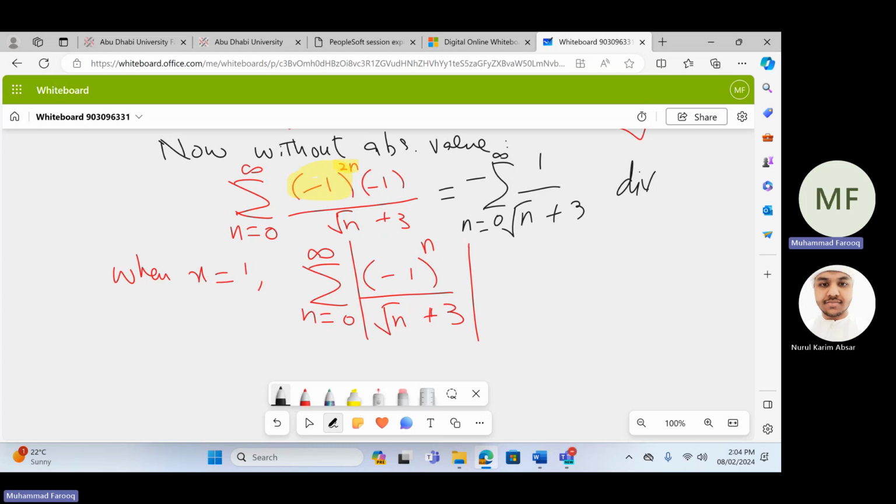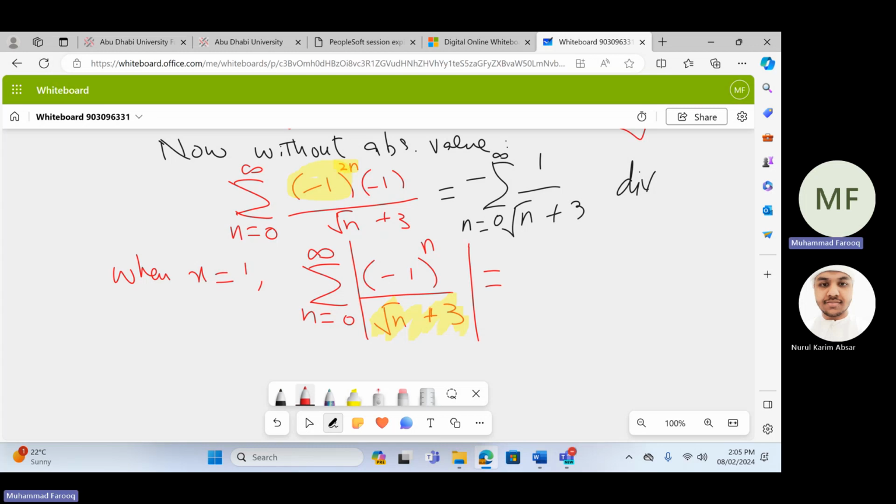Because of this absolute value, in the numerator minus 1 power n, the answer is always positive. The denominator is already positive, so it doesn't require the absolute value. If something requires absolute value, you cannot remove it. Here we are removing absolute value because it isn't required. 3 is positive, root n is positive, so that's why we are removing it, okay?